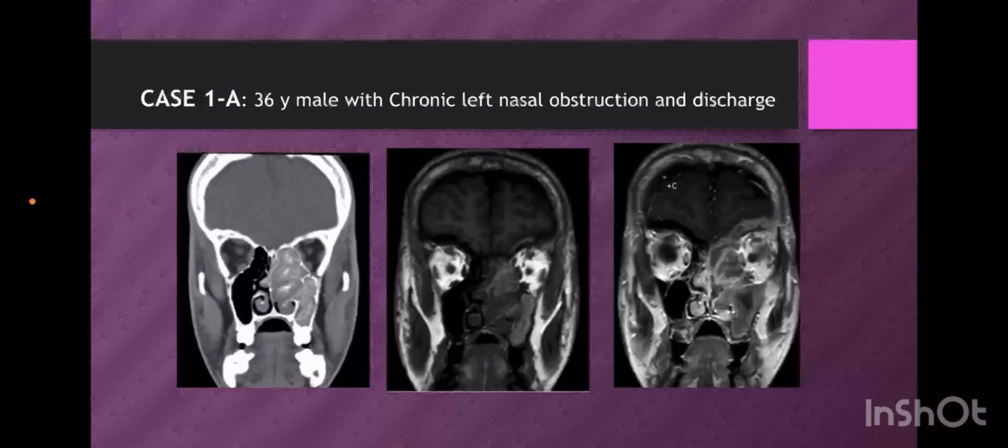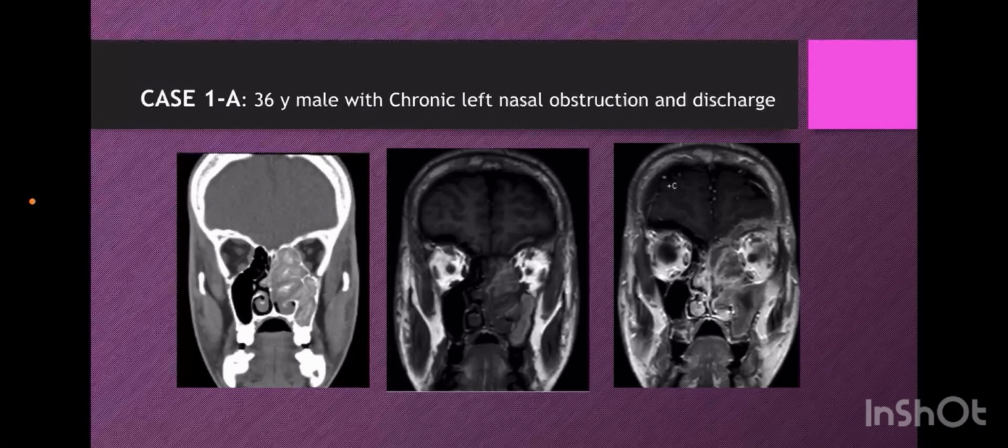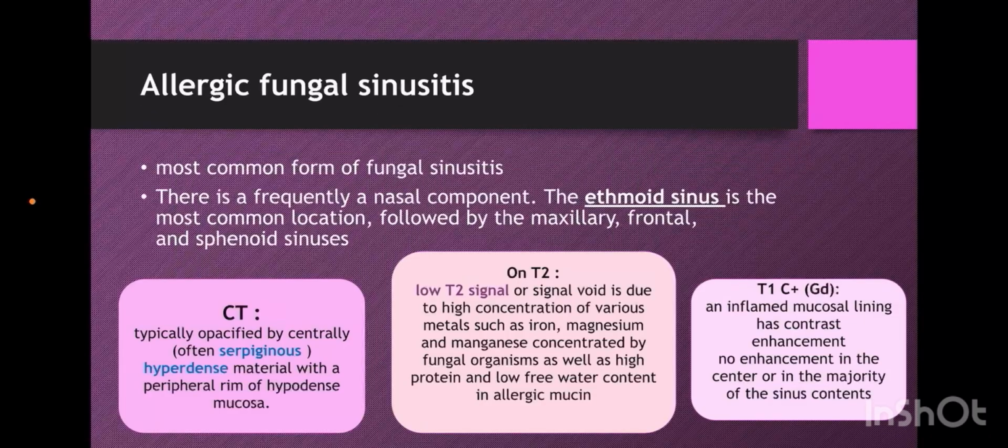As you see on the left side, the coronal CT scan image shows opacification of the left maxillary sinus as well as the ethmoidal sinus and nasal cavity. We see that the central opacification is more hyperdense compared to the peripheral side, and it's called the double density sign. In the MRI, T1 and T1 post-contrast images, we see enhancement of the peripheral mucosa and central non-enhancing material. This is allergic fungal sinusitis.